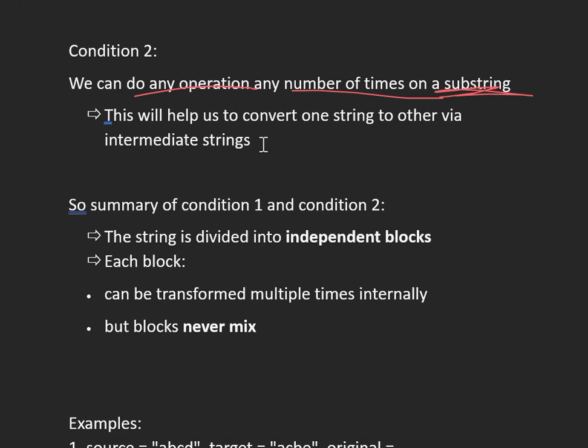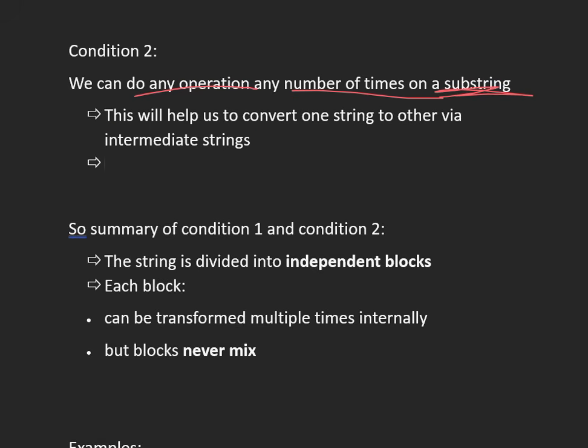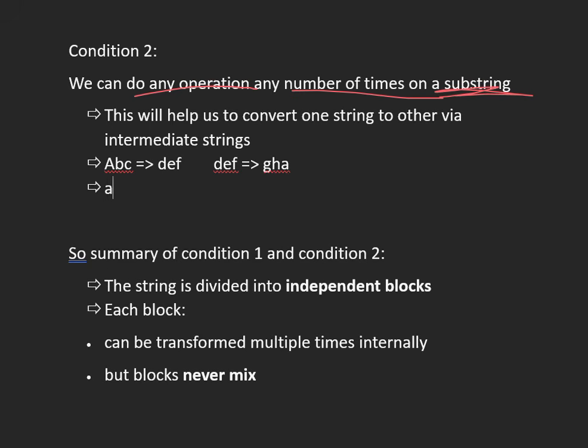Let me show you by writing here. Suppose a string is ABC that can be converted to DEF, and another string is DEF that can be converted to GHA, and we have to convert ABC to GHA. But if we see directly, there is no rule to convert ABC to GHA.